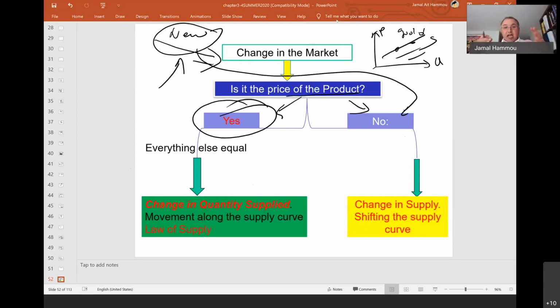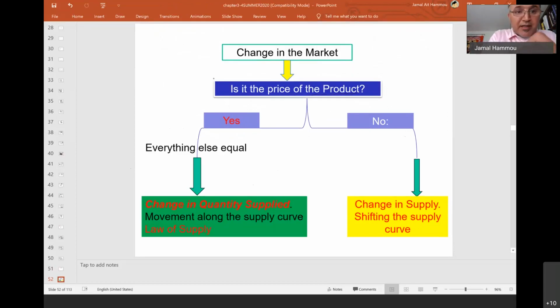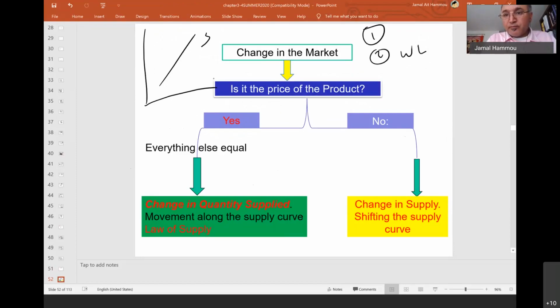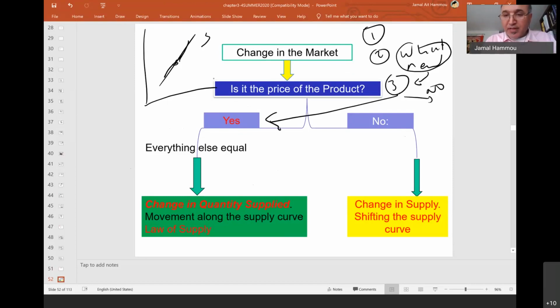Most of the time when you're doing economic analysis using supply and demand, you will start from the position that, assuming nothing happened, I have a supply or demand curve. Let's say a supply curve. That's the first step. The second step, I will say new things happen. What happened? What is new? Then I will ask this question: is it the price? If yes, I'm just going to move along the supply curve. If the answer is no, it's something else. I'm not going to say what it is, I just know it's not the price. So now I have to think about shifting the supply curve to the right or to the left.